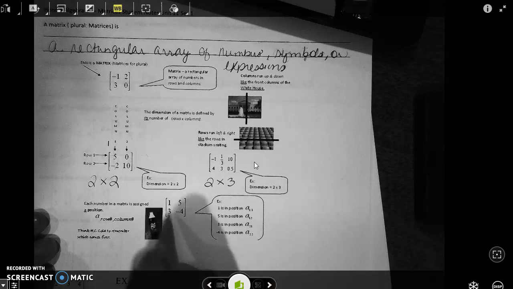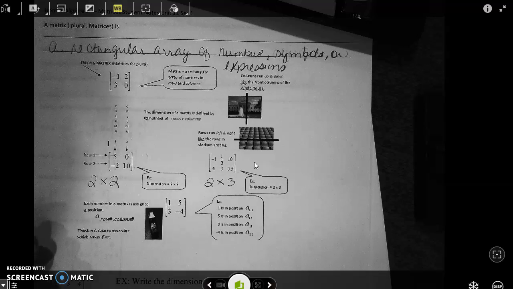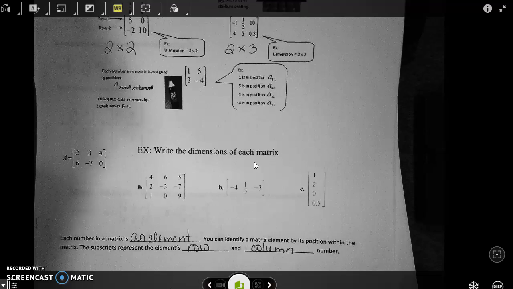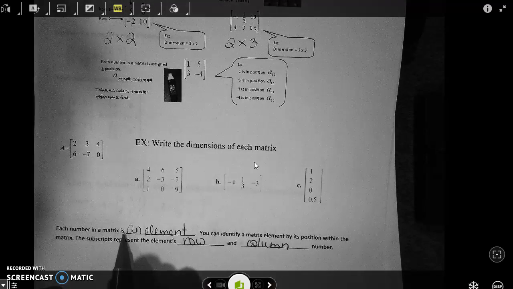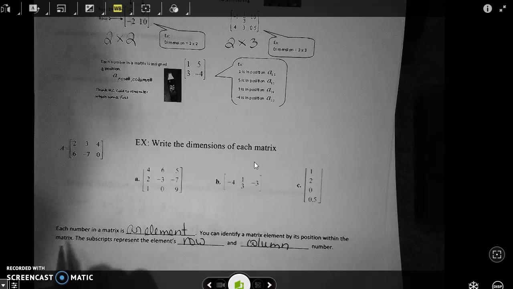And here's a hint for you. If any of you have ever had the soft drink RC Cola, remember that rows come first, then columns. So RC Cola helps us remember rows, then columns. Let me move this so you can fill in the bottom here. Each number in a matrix is called an element, and you can identify a matrix element by its position in the matrix, that is, by that element's row and that element's column.